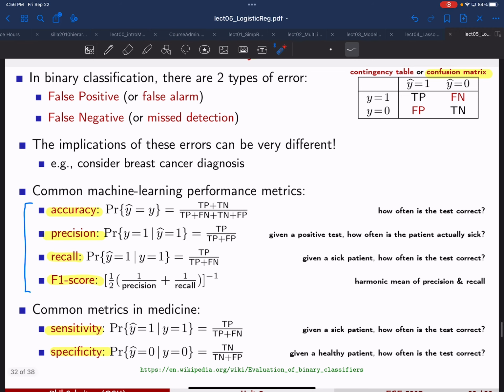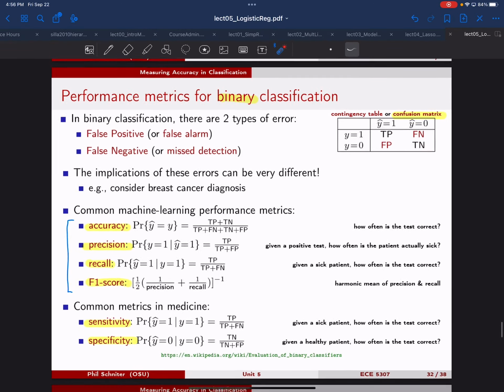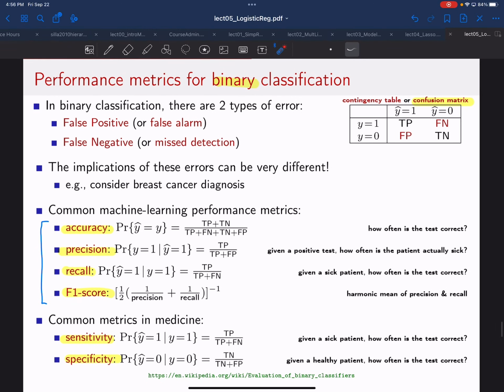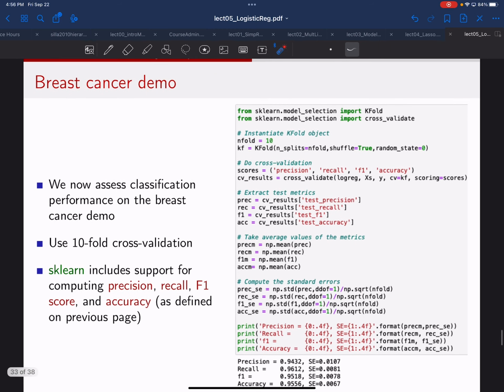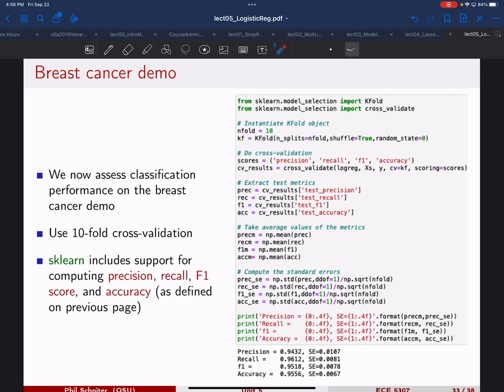Okay, so that's performance metrics for binary classification. Any questions on all these definitions? Okay, so here's how you do this in scikit-learn. It's actually very, very easy.